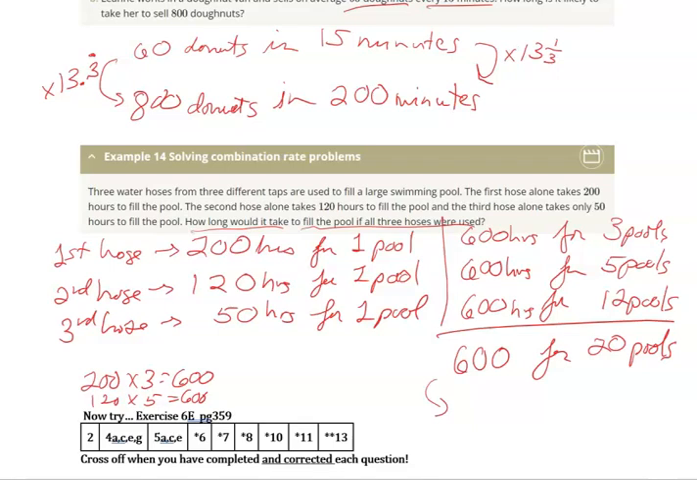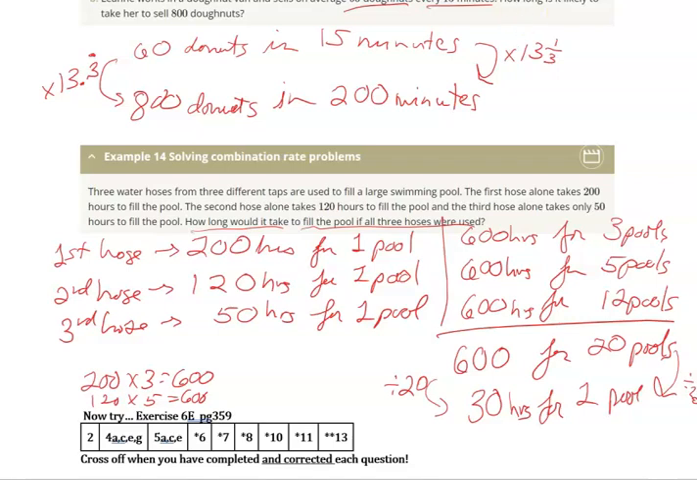We want 1 pool, so we'll divide that by 20. And what do I get? I'm pretty sure it's going to be 30 hours to fill 1 pool because they're all working together. And that's wildly different than if we added 200 and 120 and 50. So that's the way you do it.